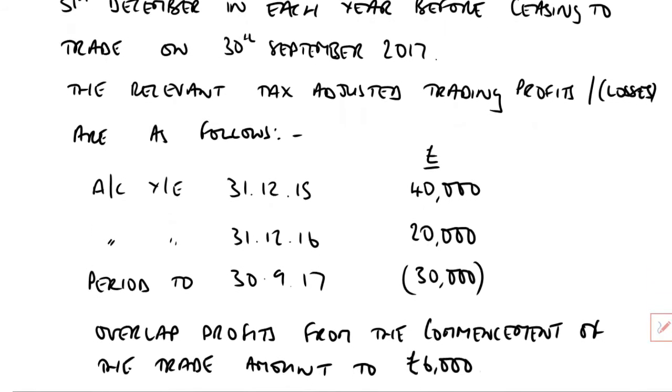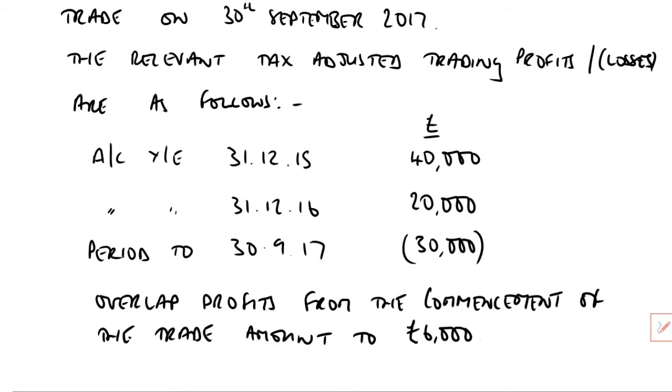Had prepared accounts to 31st of December, their year to December 15, year to December 16, profits of £40,000 and £20,000 respectively, before ceasing to trade on the 30th of September 17, where we finished for that final period with a tax-adjusted trading loss of £30,000. Overlap profits from our opening years, £6,000.